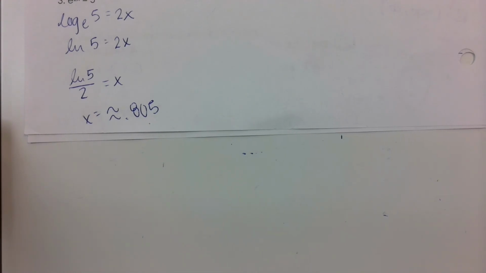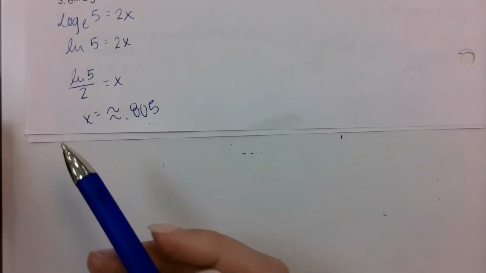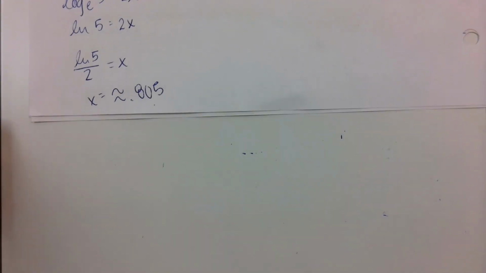And then what do we do to get x by itself? Divide by 2. So we've got natural log of 5 all over 2 equals x. You can type that in your calculator to get a decimal. You get x equals 0.805. And that would be your answer there. Questions?